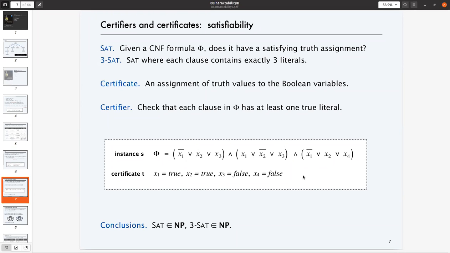The 3-satisfiability problem is where every clause contains exactly 3 literals. So here we have this instance. This is a 3-SAT problem. The 3-SAT problem is just a variation of the satisfiability problem. Now, we don't know any polynomial time algorithm, but what do you think? What can be a certificate for this problem?